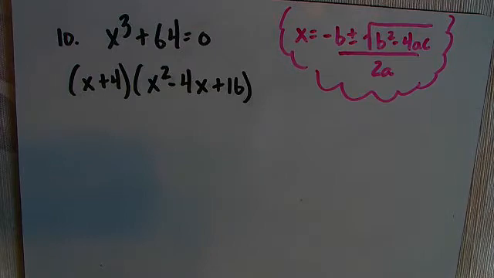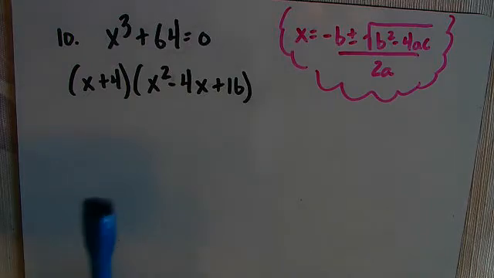So what I'm going to do is take two problems from the homework last time. You already did step one, which was to factor using your perfect cubes. Then we'll work through and find our solutions. The first one I have here was number 10 from your homework: x to the third plus 64 equals 0.